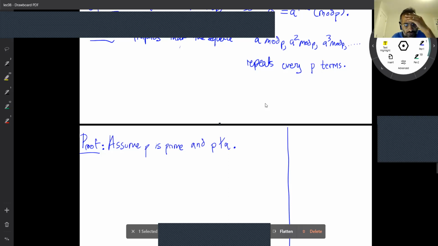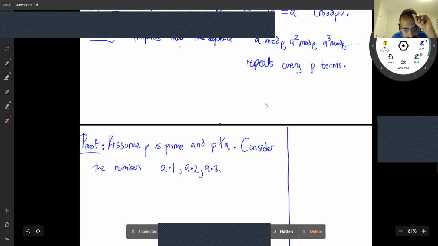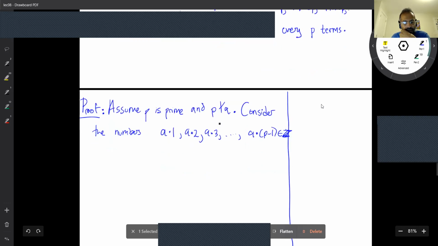So here's the sneaky thing about the proof. This is just a statement about A, but to prove it, I need to consider a bunch of other numbers. So consider the numbers A times 1, A times 2, A times 3, all the way to A times P minus 1. So these are now just integers. So how many numbers are in that list? P minus 1.